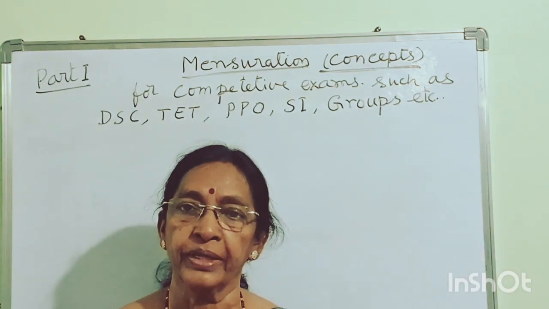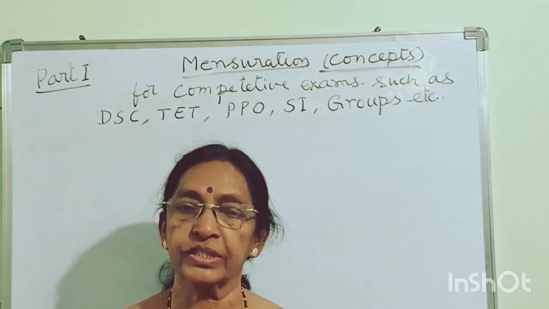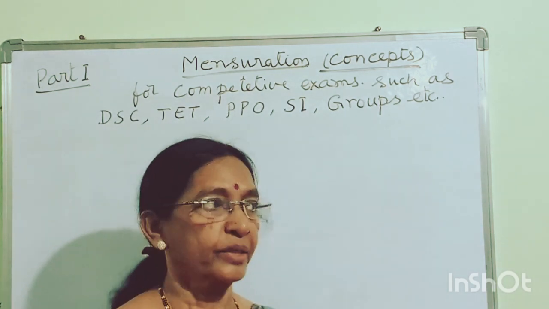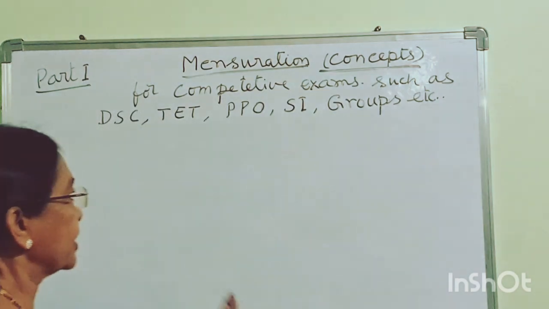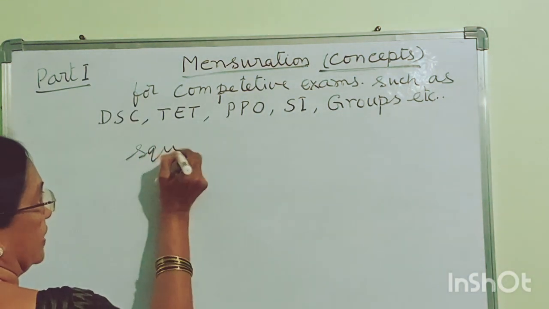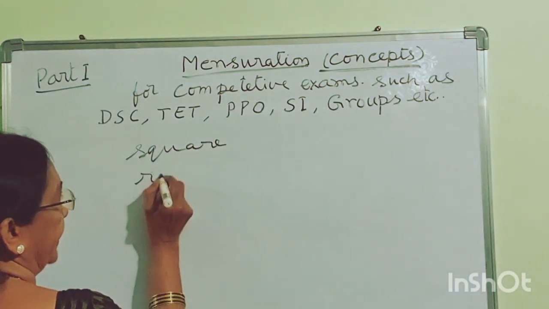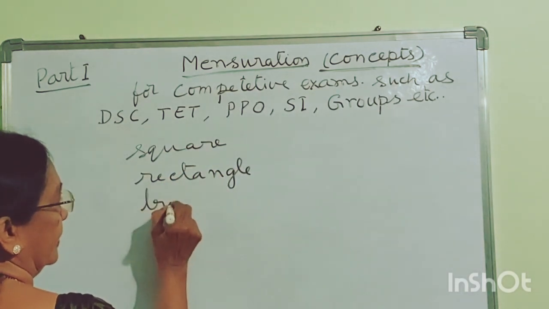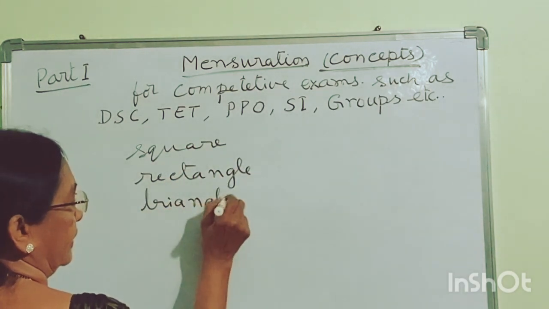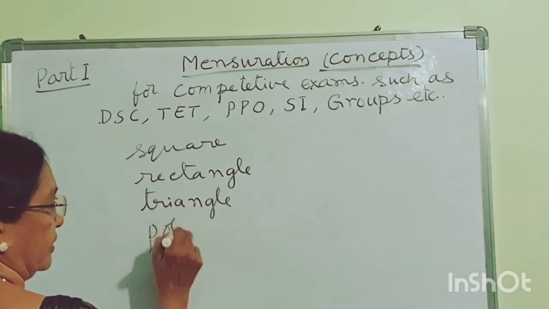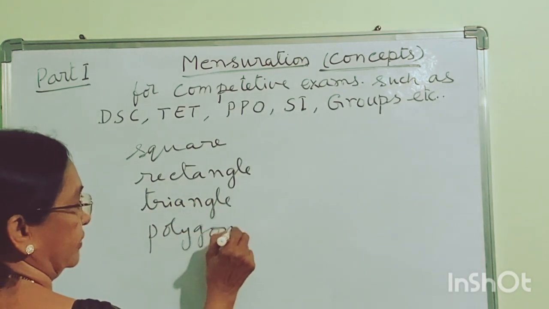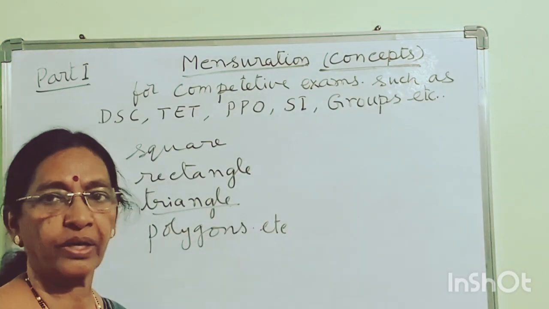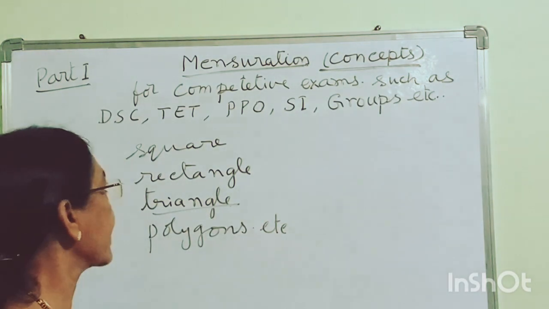Mensuration is a branch of mathematics which deals with plane figures and solid figures. In plane figures we have squares, rectangles, triangles, polygons, etc. A triangle is also a polygon with the minimum number of sides.